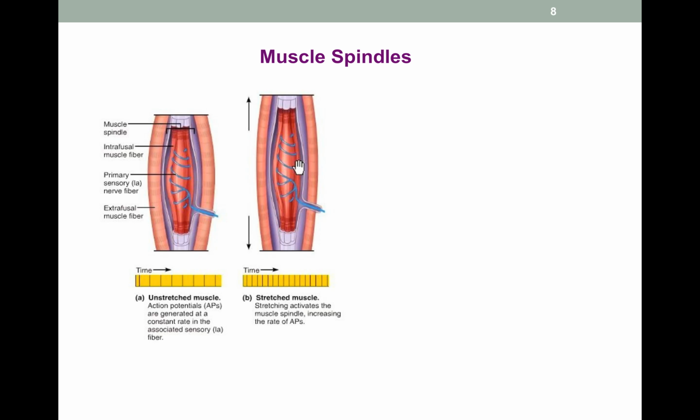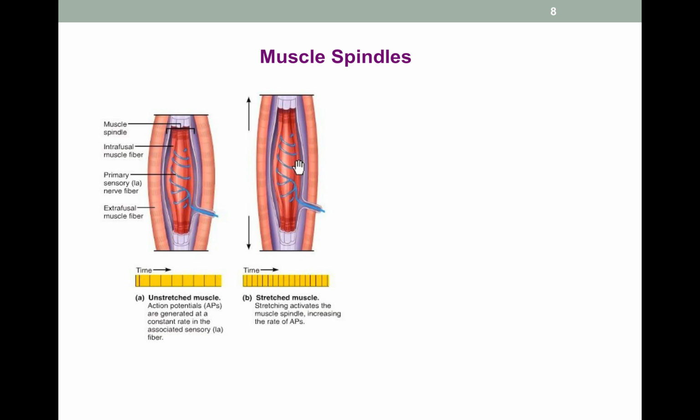Now, another really important tissue that's going to be protective in nature are the muscle spindles. Muscle spindles are fibers that are actually made up of contractile fibers that are found in the belly of the muscle, meaning the very center of the muscle. So they're sort of packaged inside the belly of the muscle, and they do have these contractile properties.